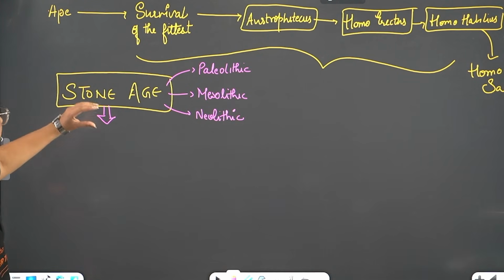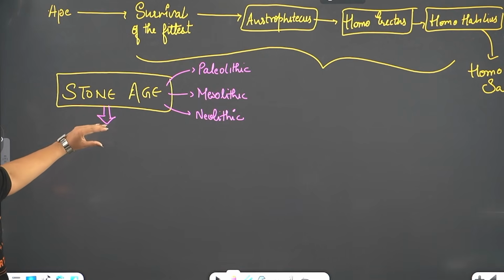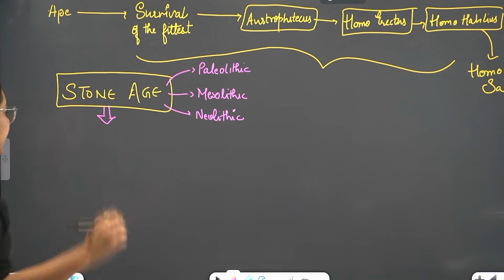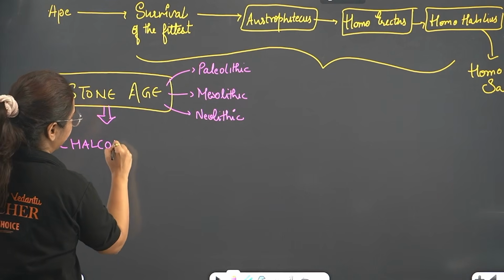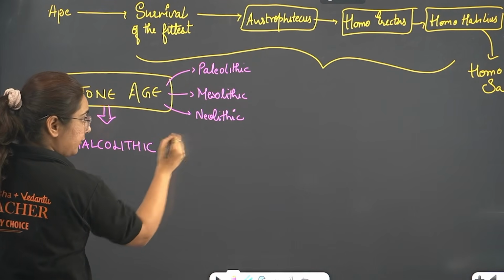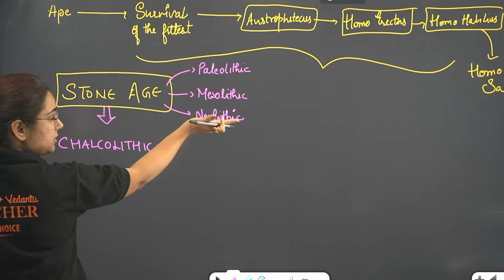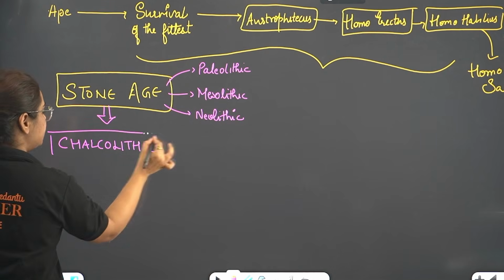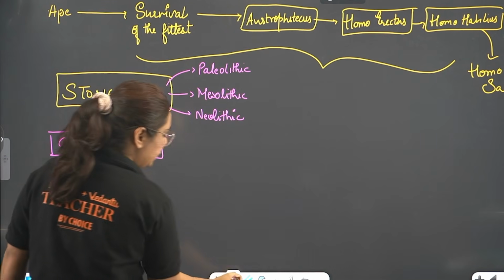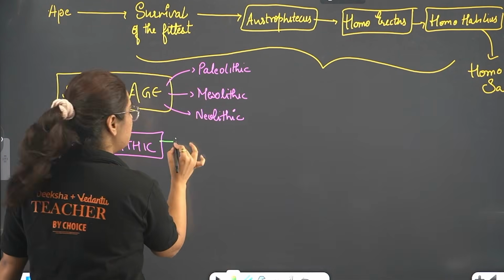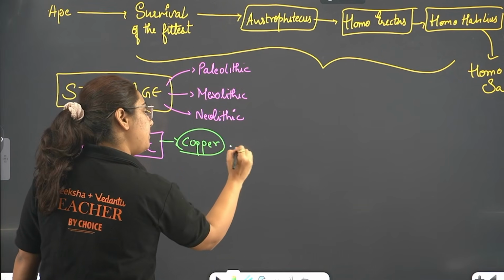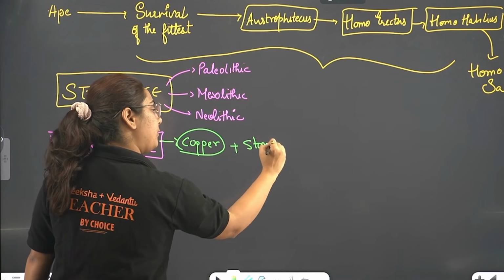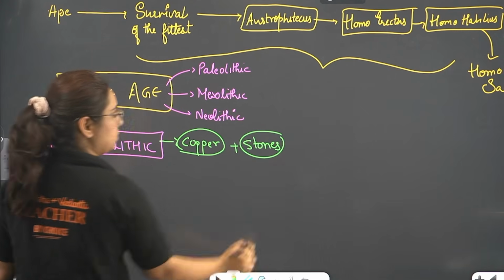After this Stone Age, humans learned how to settle, right? And here comes one more age, the Chalcolithic. After the Neolithic, up till here the chapter talks about. This Chalcolithic is the age where humans learned to use what? Copper as the first metal, plus stones. Copper plus stones.